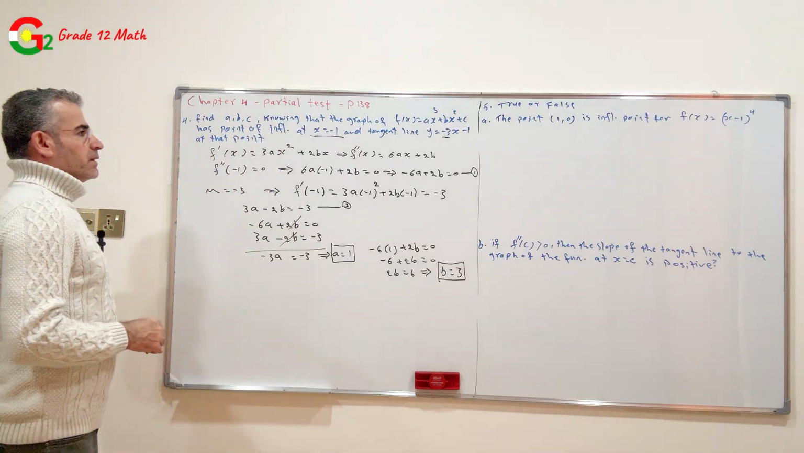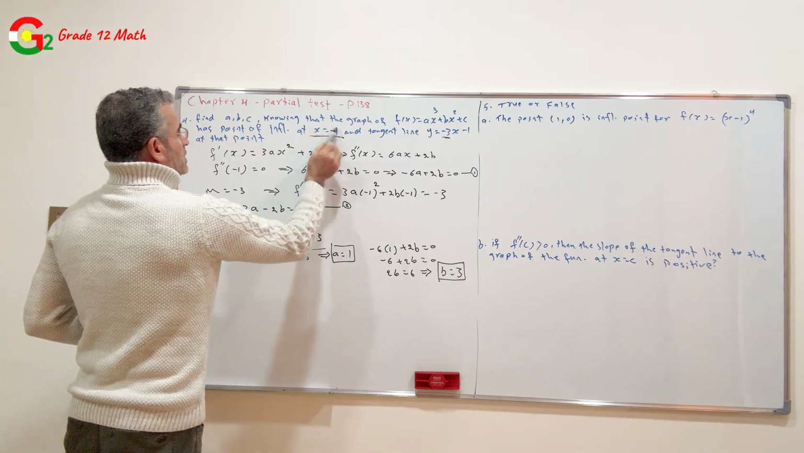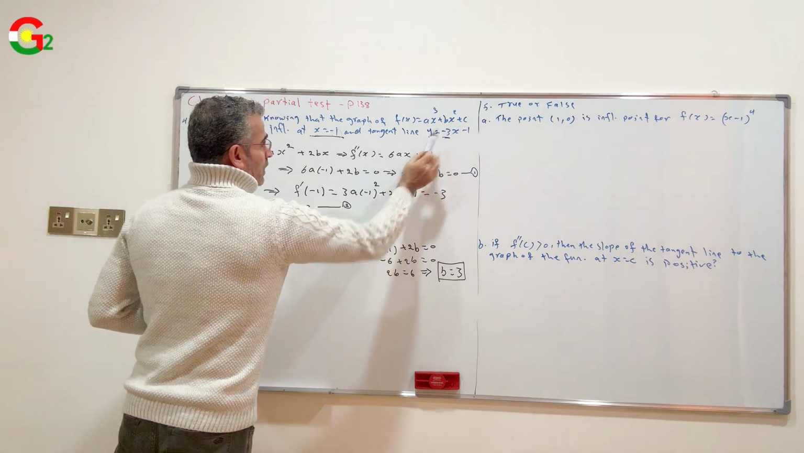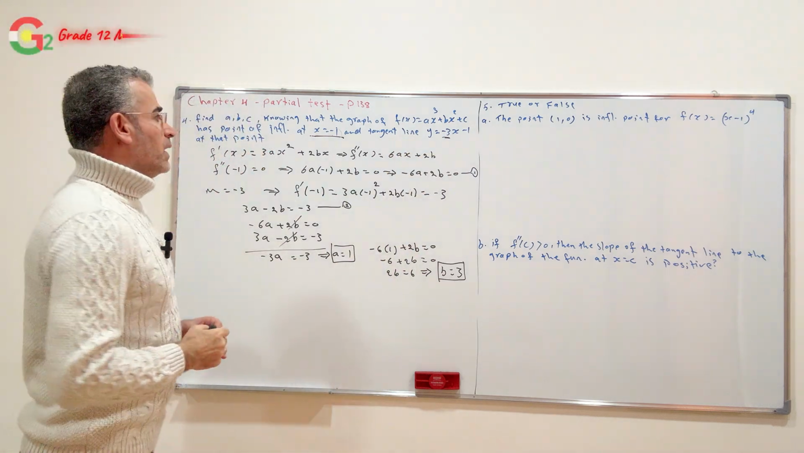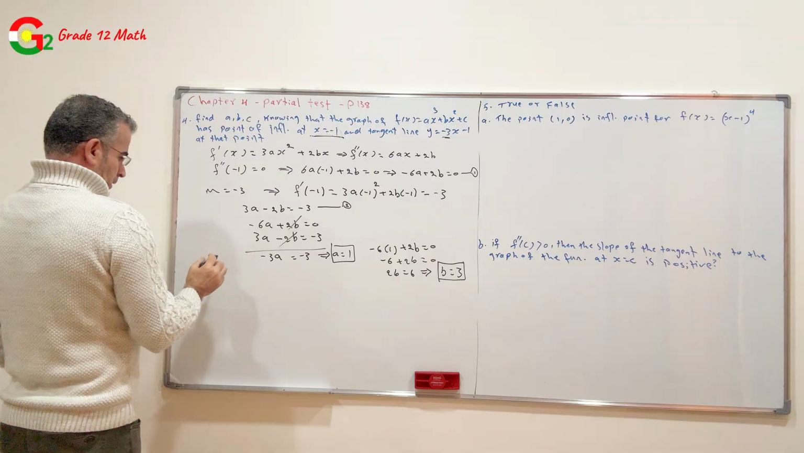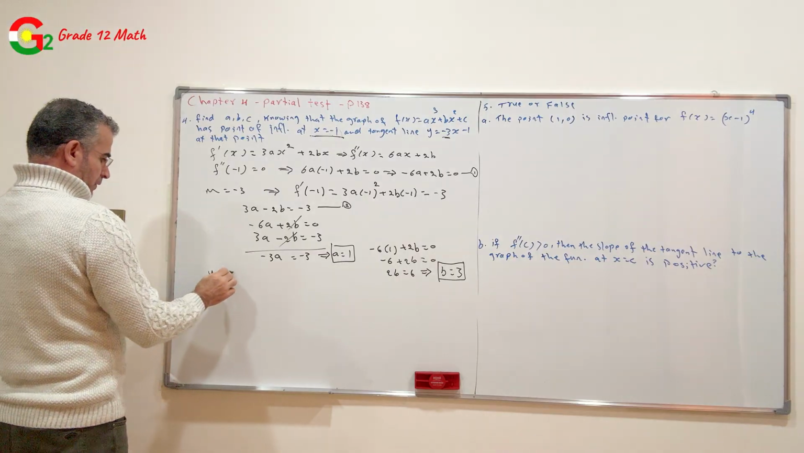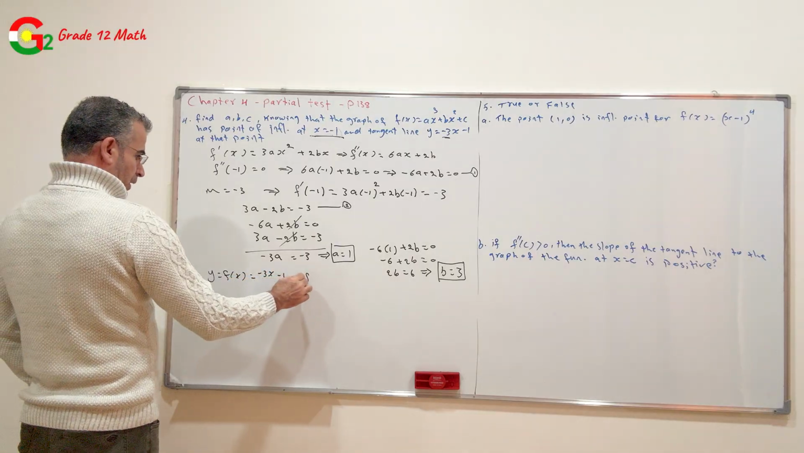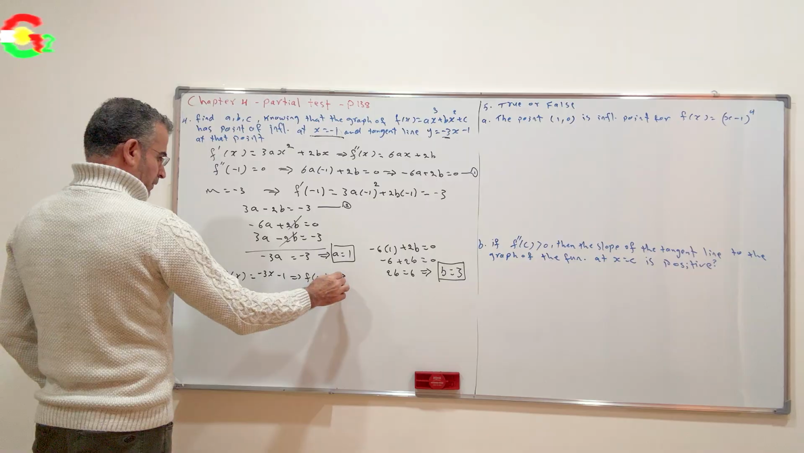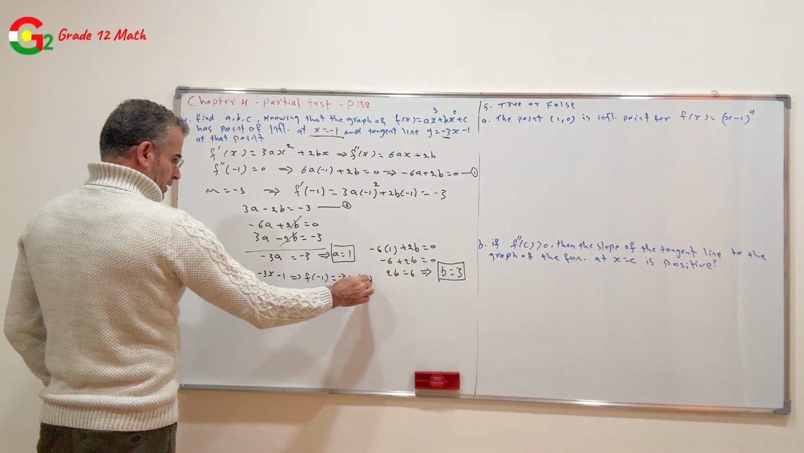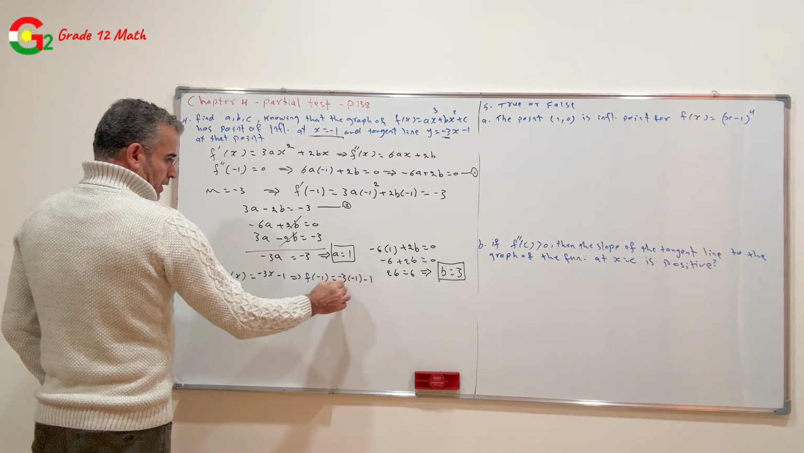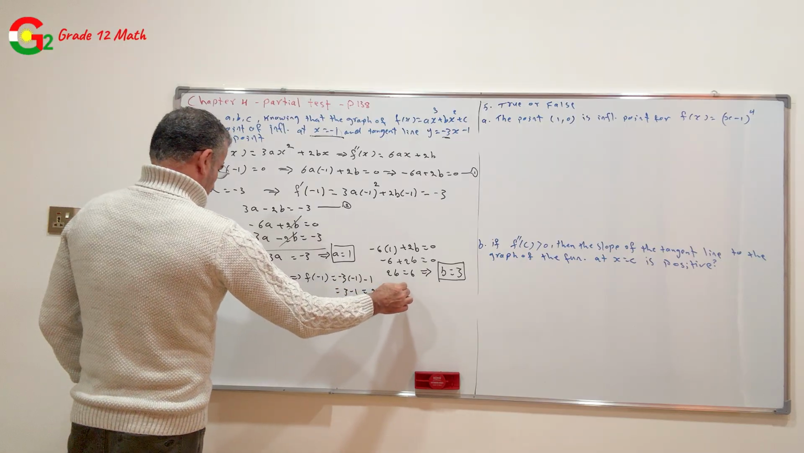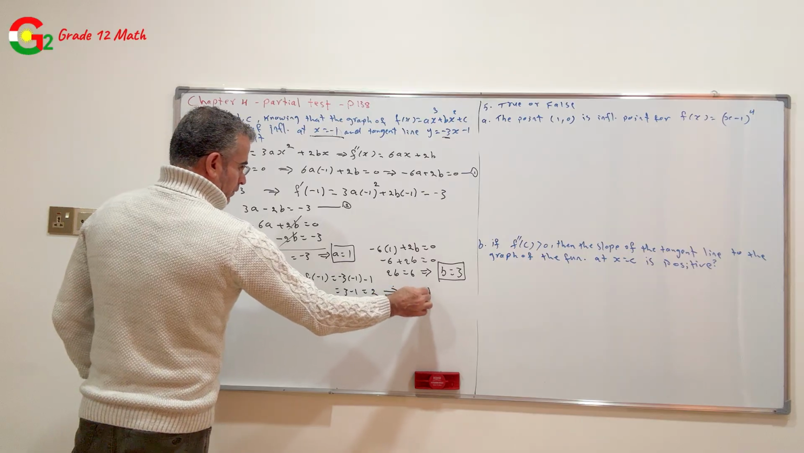Now, find the y-coordinate of the point of tangency. Since we have the x-coordinate, substitute it in the equation of the line to find the y-coordinate. Y equals negative 3x minus 1. Therefore, f of negative 1 equals negative 3 times negative 1 minus 1, equals 3 minus 1, equals 2. Therefore, the point of tangency is negative 1, 2.